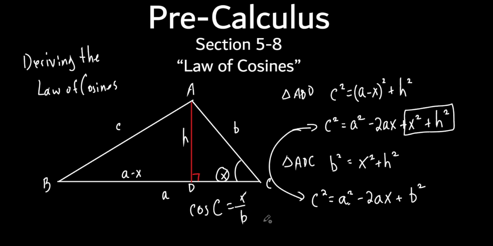What am I going to do? I want to solve for x. So I solve for x. Very simple step. To solve for x, I have to get rid of the b. The b is being divided. How do I get rid of something that's being divided? I multiply. So that goes away, and then I multiply that side by b. So what's x equal to then? It's equal to b times the cosine of angle C.